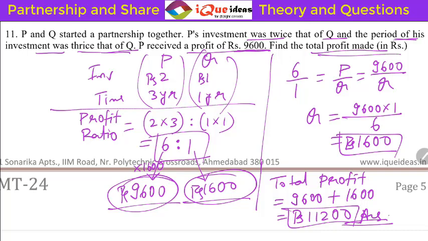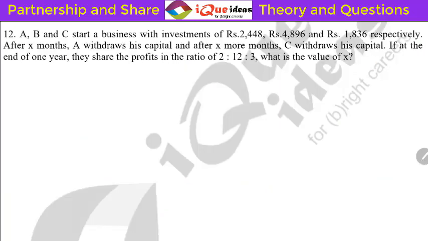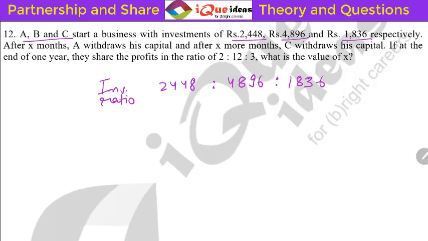Okay, now the next one. Now this 12th question is a tricky question. You have to do it very carefully. It says A, B and C start a business with investments of 2448, 4896 and 1836. Let's calculate the investment ratio first. The investment ratio will be 2448 is to 4896 is to 1836. I think if you can notice, all of them are divisible by 6.